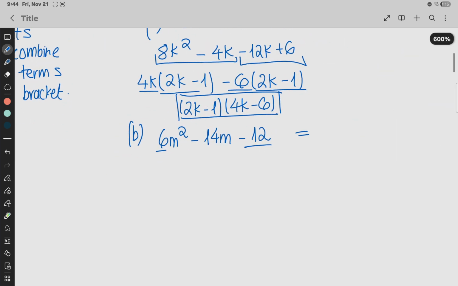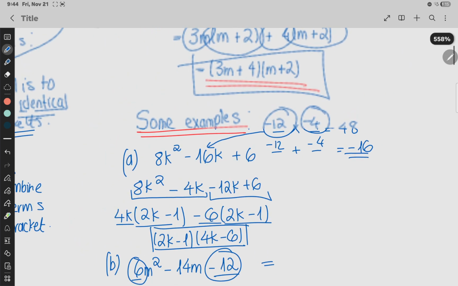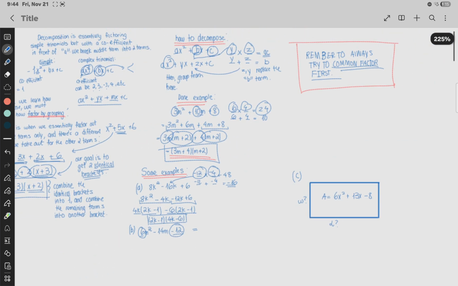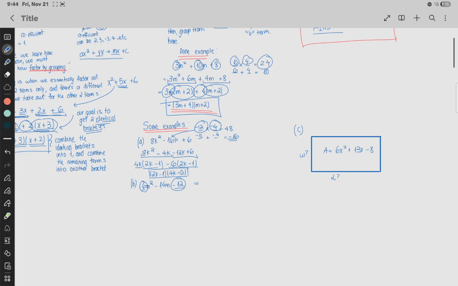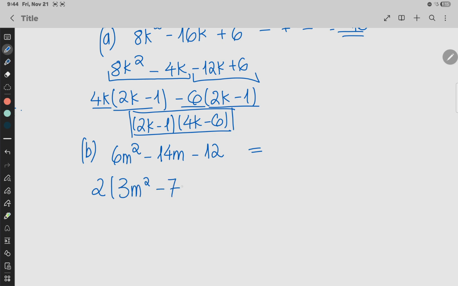Like if you try to decompose it with 6 and 12 as your product, then it will give you the same answer whether you factor out or not. But I want to factor out to keep the expression as simple as possible. All right, so I very highly recommend that you try to common factor out an expression before decomposing. For this one, you can see that we can actually common factor out 2. So that becomes 3m squared minus 7m minus 6.